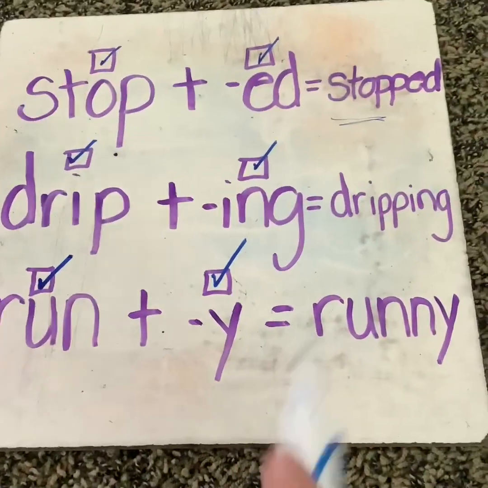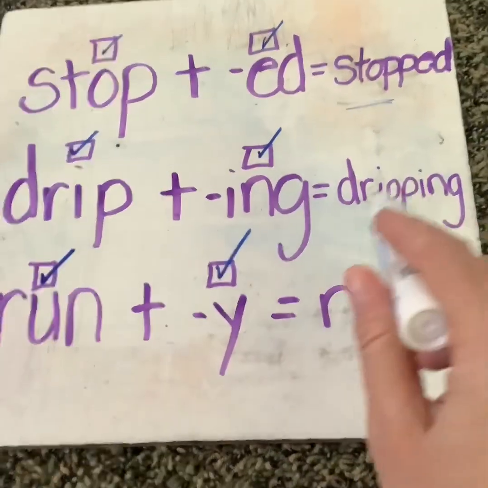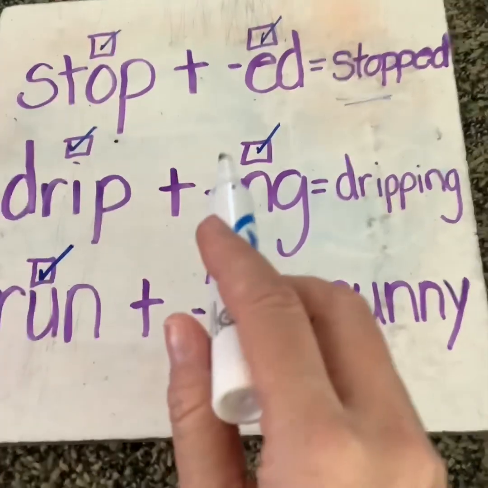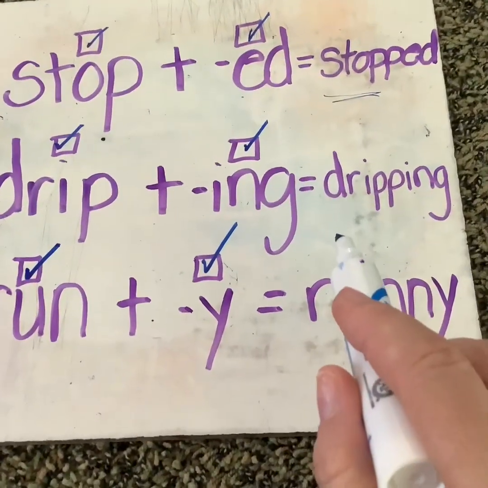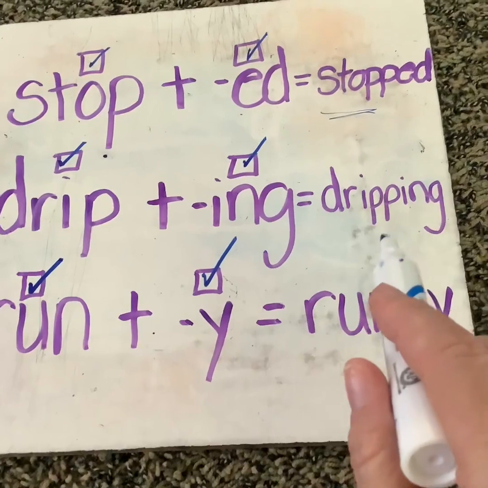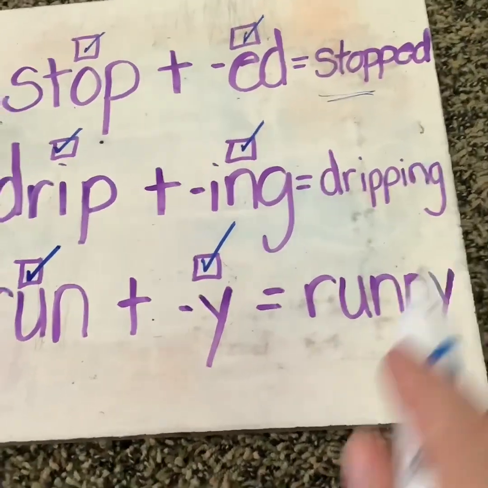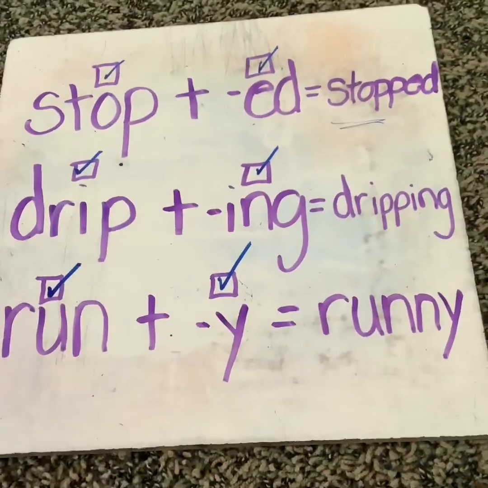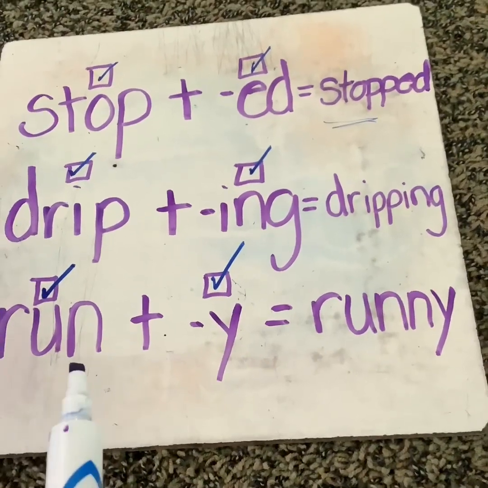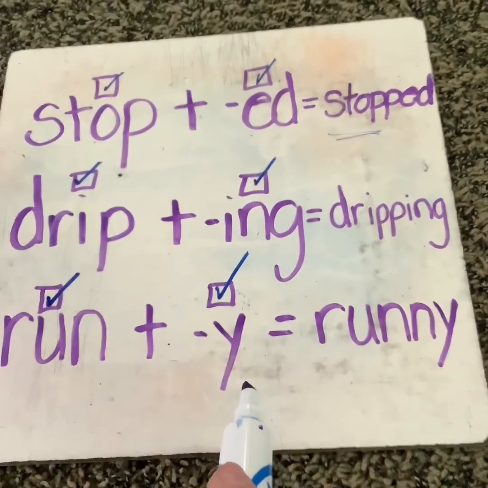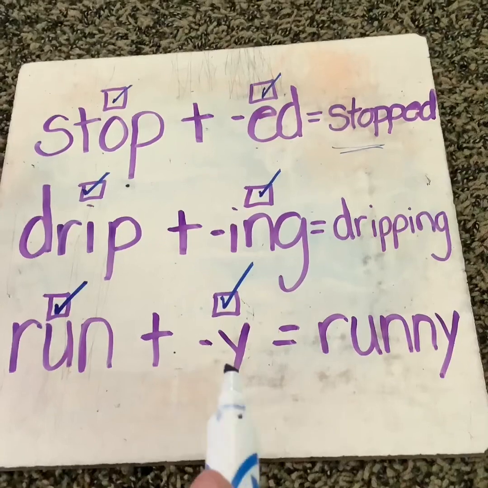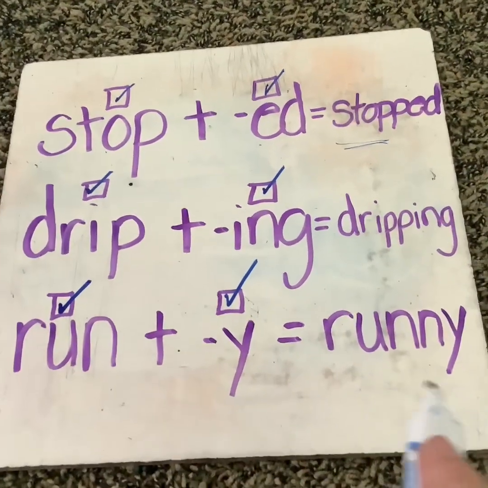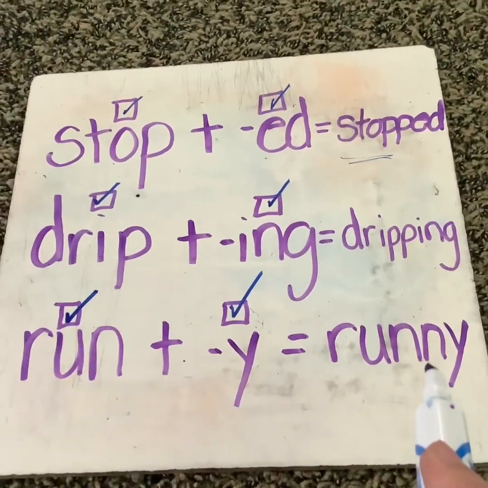Okay, drip, you can see I have my root word there, drip, but I have two check marks. So that means I'm going to do the doubling rule. I'm going to add another P, dripping. Runny. Okay, I have my vowel consonant plus a suffix that is a vowel because the Y is saying E, so that means I have to double the N, runny.